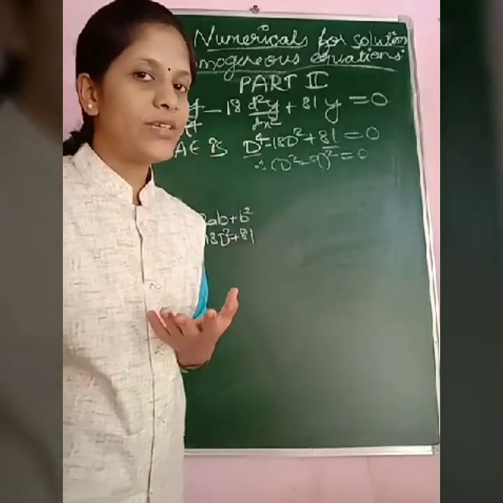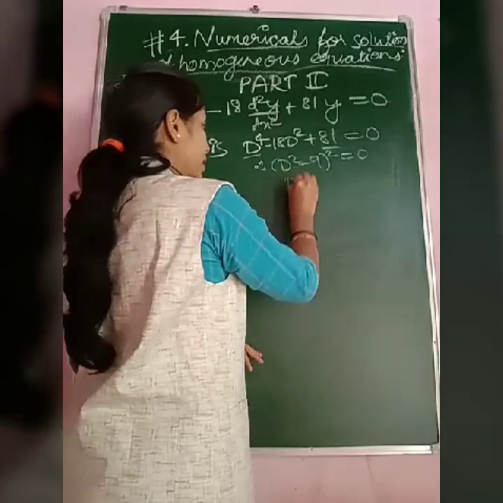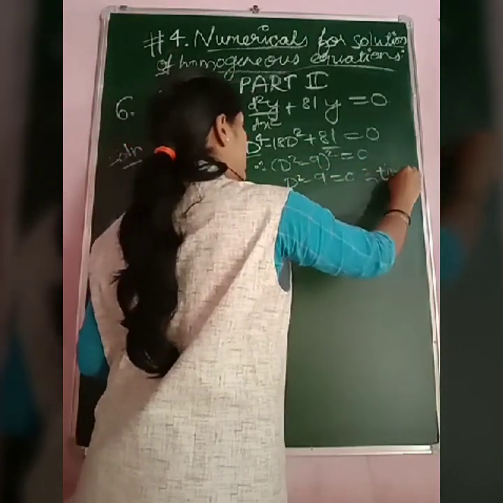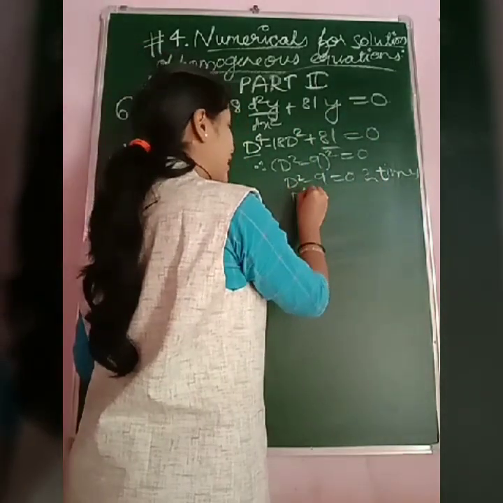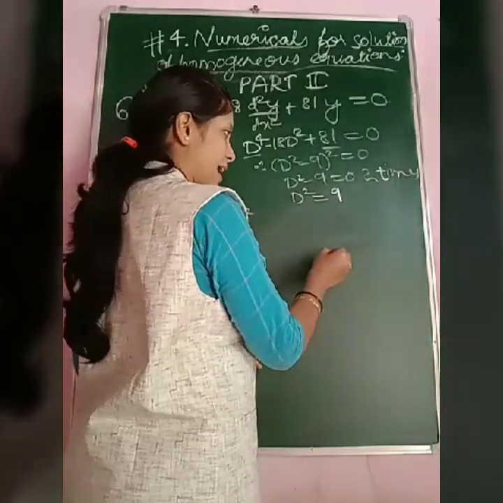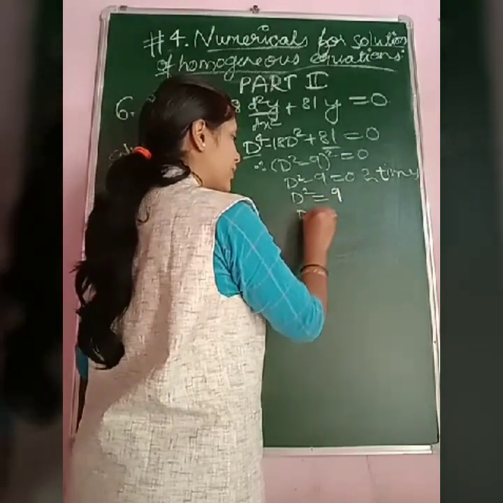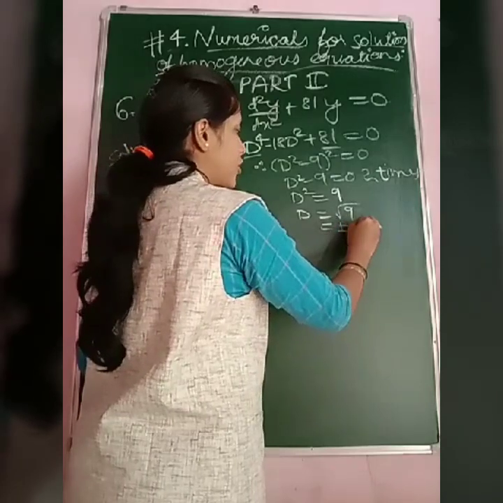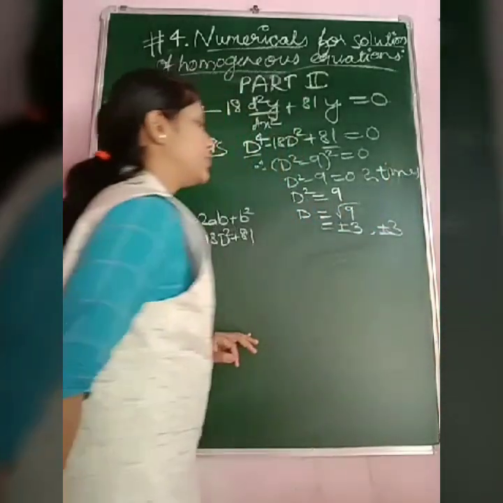What is the meaning of this? D squared minus 9 equal to 0, 2 times, since it is raised to 2. So D squared equal to 9. Taking square root on both sides, the square root of 9 gives plus or minus 3.